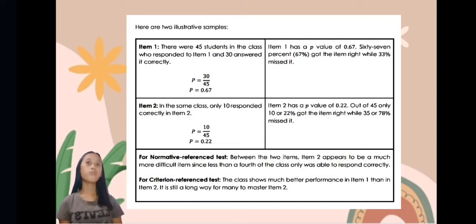So for the norm-referenced test between the two items, item 2 appears to be a much more difficult item since less than a fourth of the class was able to respond correctly. While in a criterion-referenced test, the class shows much better performance in item 1 than in item 2.